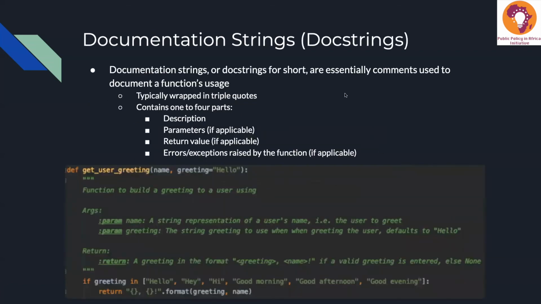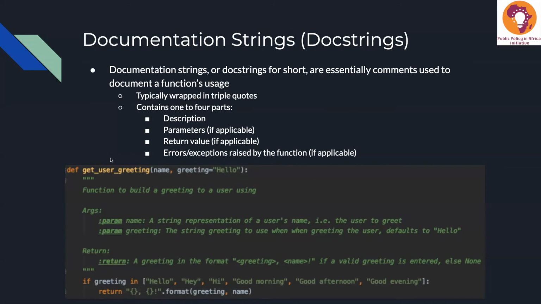All right. So documentation strings, or doc strings for short. These are extremely valuable. You can tell people how to use your function using a doc string. So documentation strings, or doc strings for short, are essentially comments used to document a function's usage.